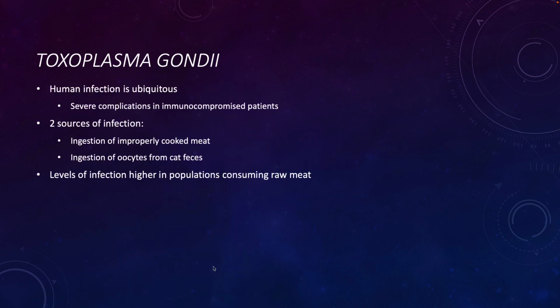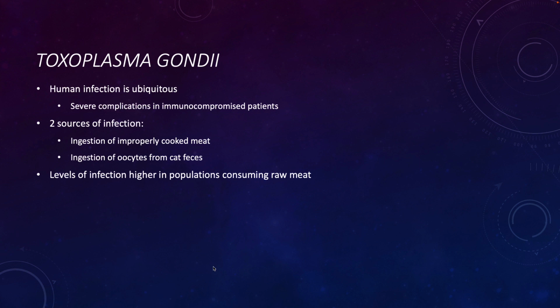Human infection is ubiquitous. It is everywhere. It is worldwide. Lots and lots of people have been infected with Toxoplasma gondii, mostly because of their house cats. But most people also don't experience symptoms. There are severe complications, though, in patients who are immune compromised. So in some patients, like HIV patients, an overwhelming Toxoplasma gondii infection can be a cause of death.